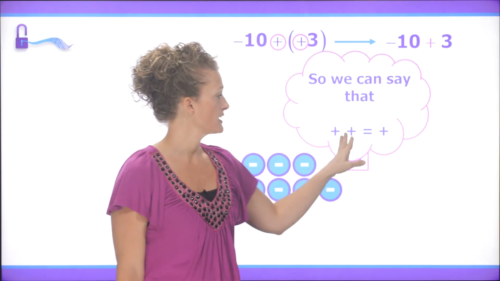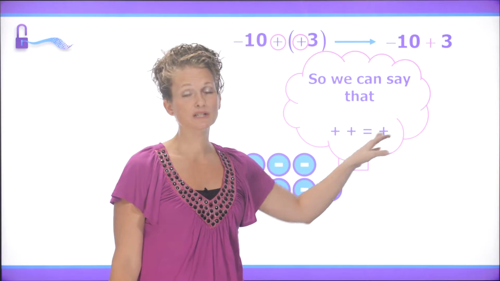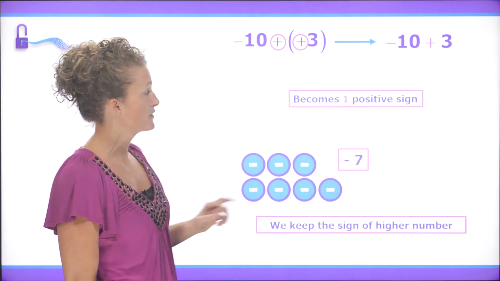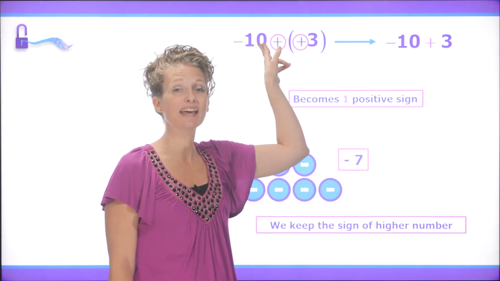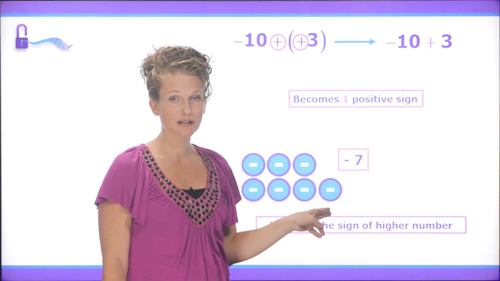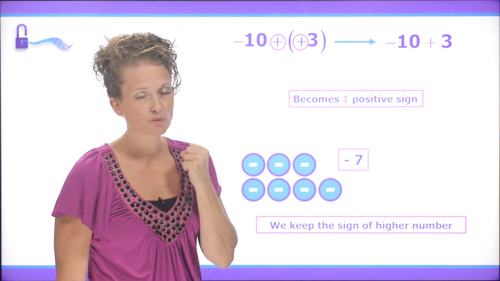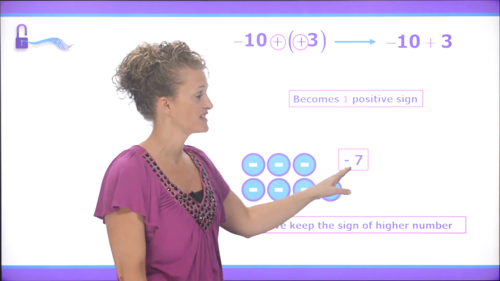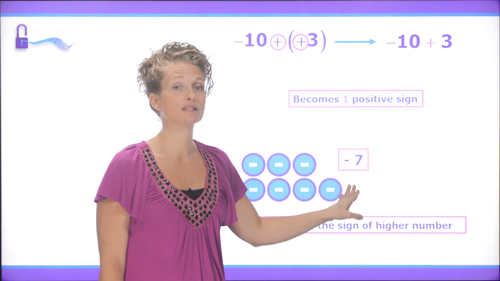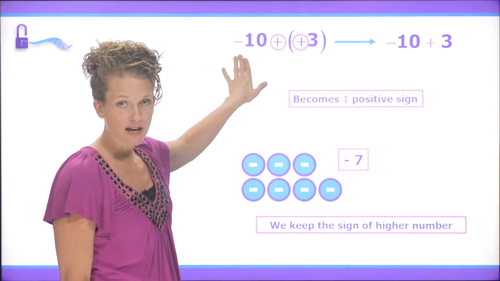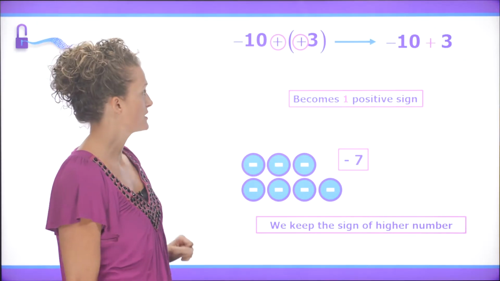So we can say that a positive and a positive is equal to a positive. That makes sense. And we keep the sign of the higher number. So in this case, the 10 was negative, so our answer was negative. If you can remember that, it's a really quick and easy way to check yourself to see if your answer is in fact reasonable. So the higher number, the sign that's in front, is the sign that your answer should have.